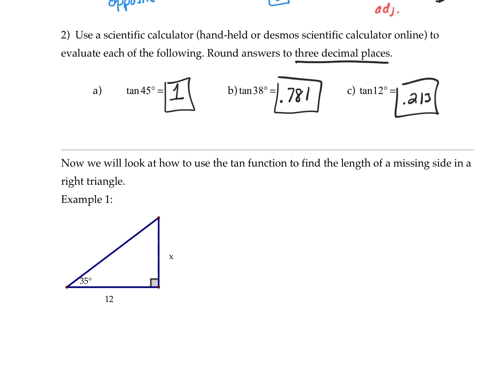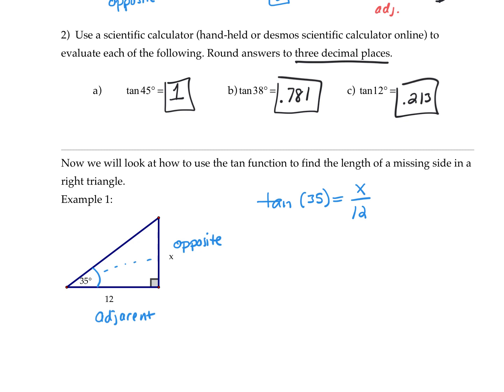All right, next we're going to take a look at how to use the tangent function to find the length of a missing side, just like we did with sine and cosine. So for my angle marked with 35 degrees, x marks the opposite side, and 12 marks the adjacent side. So my equation can be written as tangent of my angle measure, 35 degrees, equals opposite over adjacent, x over 12.